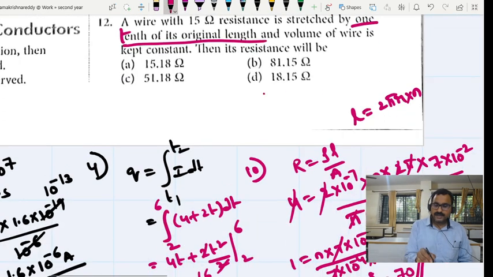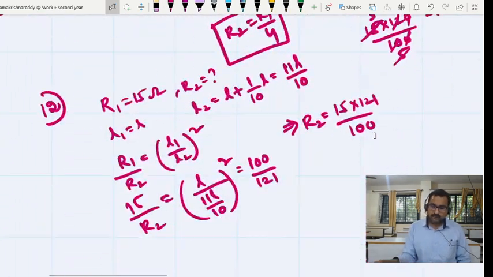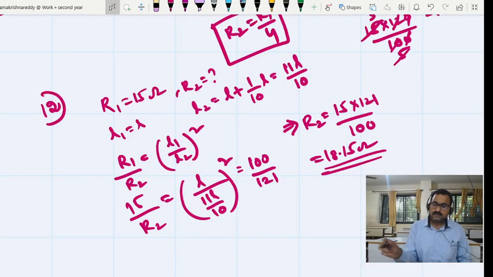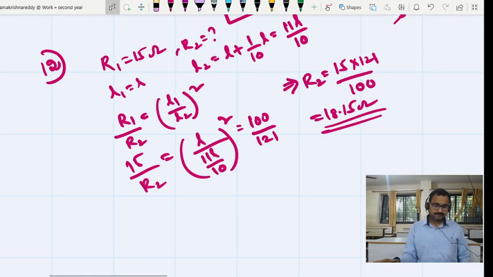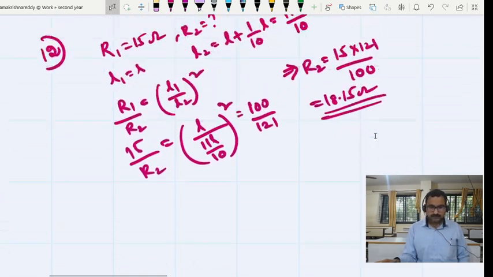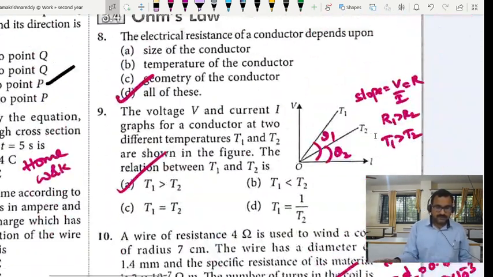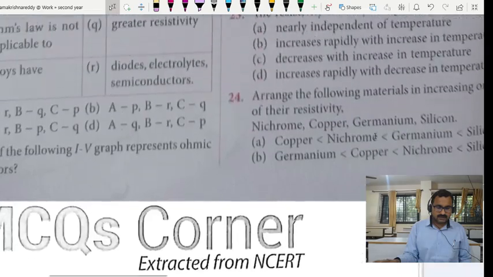That is 18.15 ohm only, because the exact value is 121, no? That's why. But we took 120, so we got 18. 120 means a little bit lower answer. That is the 12th problem. So these are the 12 problems in that one.